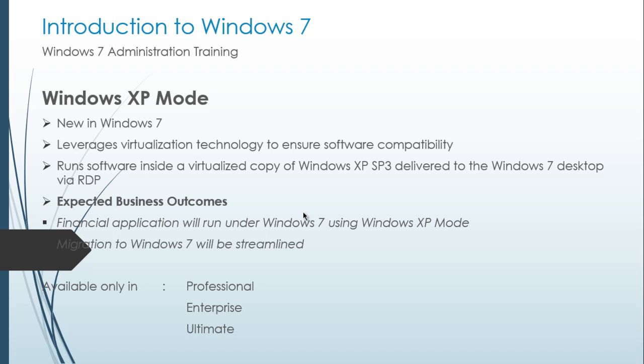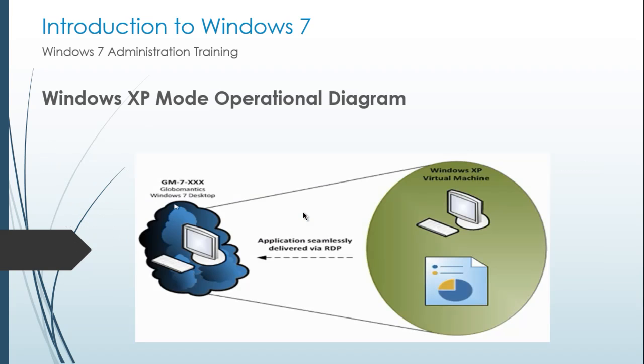So you don't have to care about compatibility issues as far as your operating system is concerned. It runs software inside a virtualized copy of Windows XP Service Pack 3 delivered to a Windows 7 desktop via RDP. Expected business outcomes: financial applications will run under Windows 7 using Windows XP mode, and migration to Windows 7 will be streamlined. Available only in Professional, Enterprise and Ultimate series.